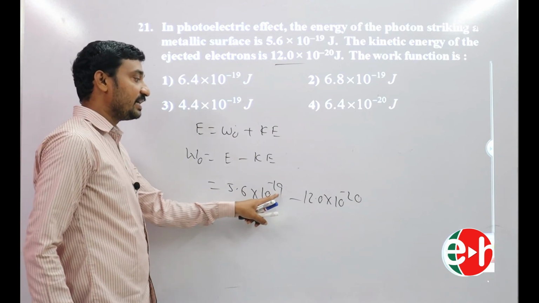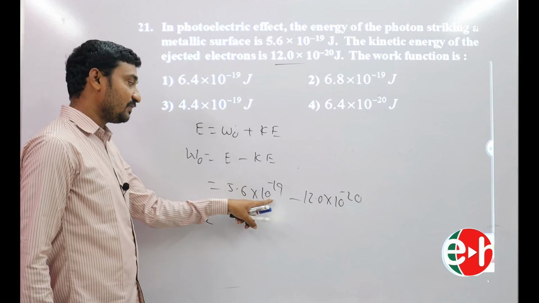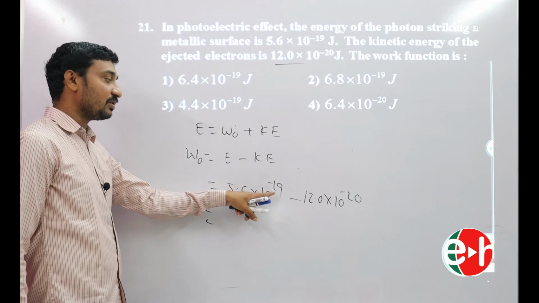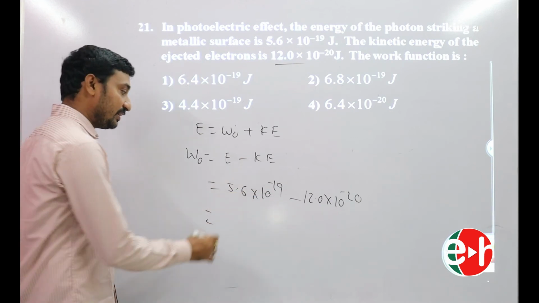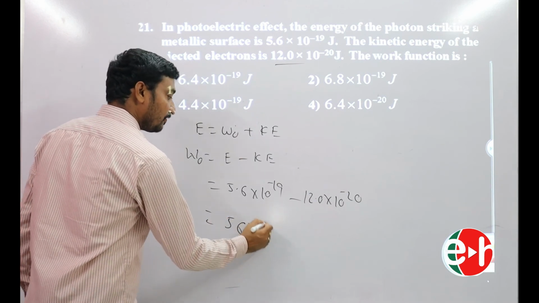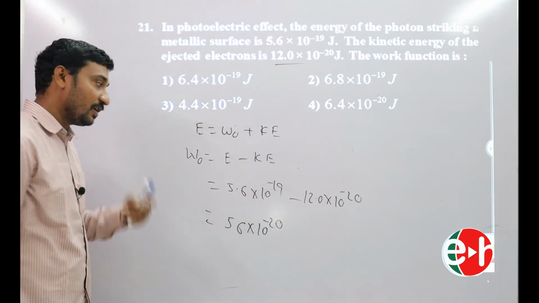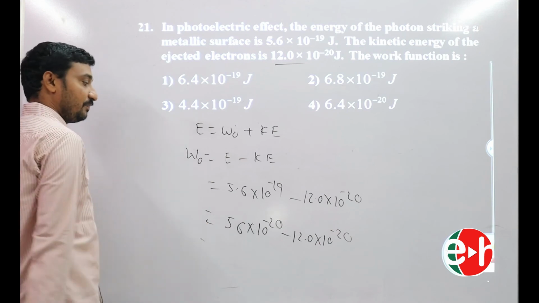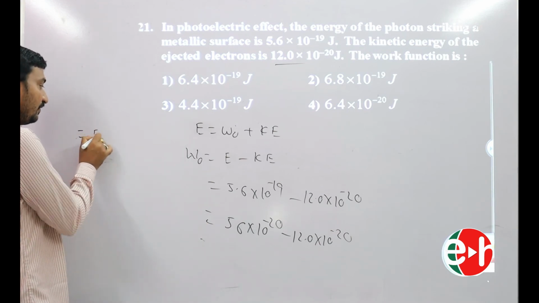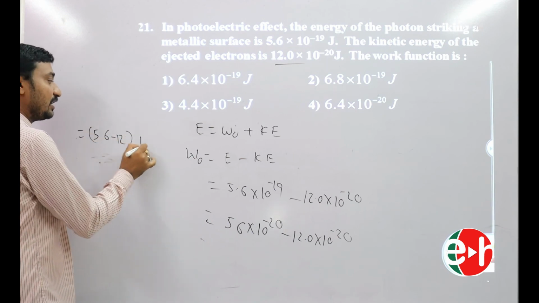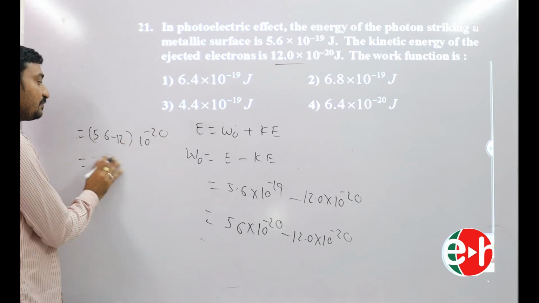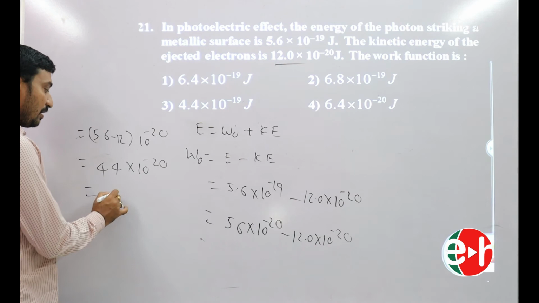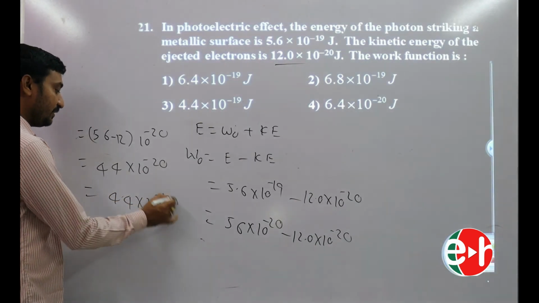But here it is 10 to the power of minus 19, here 10 to the power of minus 20. You convert this one to 10 to the power of minus 20, or this one to 10 to the power of minus 19. Now I convert 10 to the power of minus 19 to 10 to the power of minus 20. Then this is 56 into 10 to the power of minus 20 minus 12.0 into 10 to the power of minus 20. Now 10 to the power of minus 20 is common. Then 56 minus 12 is 44, so 44 into 10 to the power of minus 20, or 4.4 into 10 to the power of minus 19.